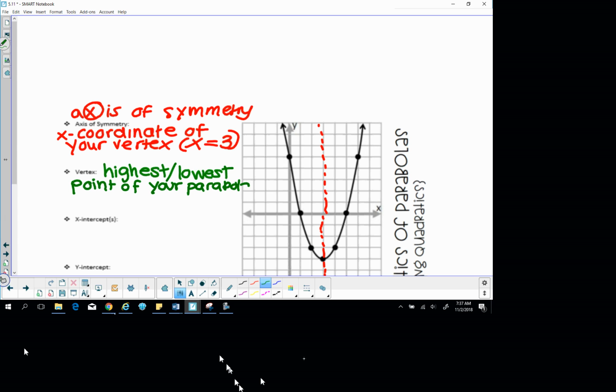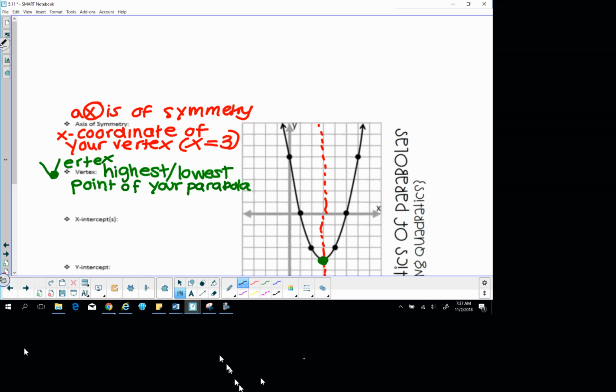And so when we look at this here, we could see your vertex. I always write this like that. So you can see your vertex is the very bottom or very top. Right here with this one, we can see it's our very bottom. And so that point would be your vertex.